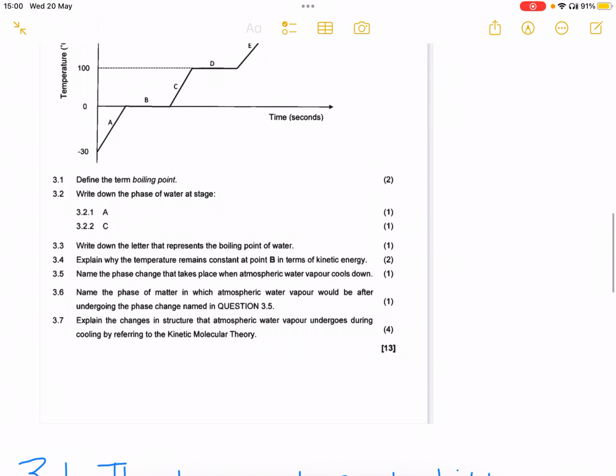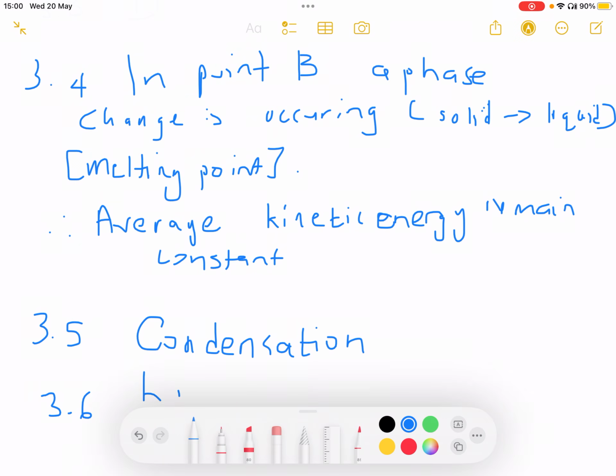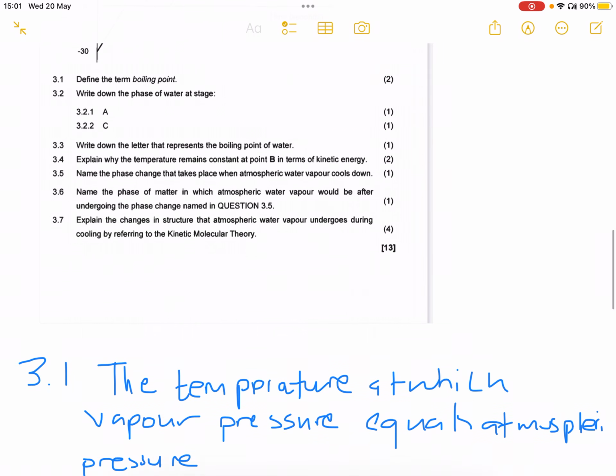3.6. Name the phase of matter in which atmospheric water would be after undergoing the phase change in question 3.5. So we're moving from a gas into a liquid. So the answer here would be liquid. Last question, 3.7, that says explain the changes in structure that atmospheric water vapor undergoes during cooling by referring to the kinetic molecular theory.